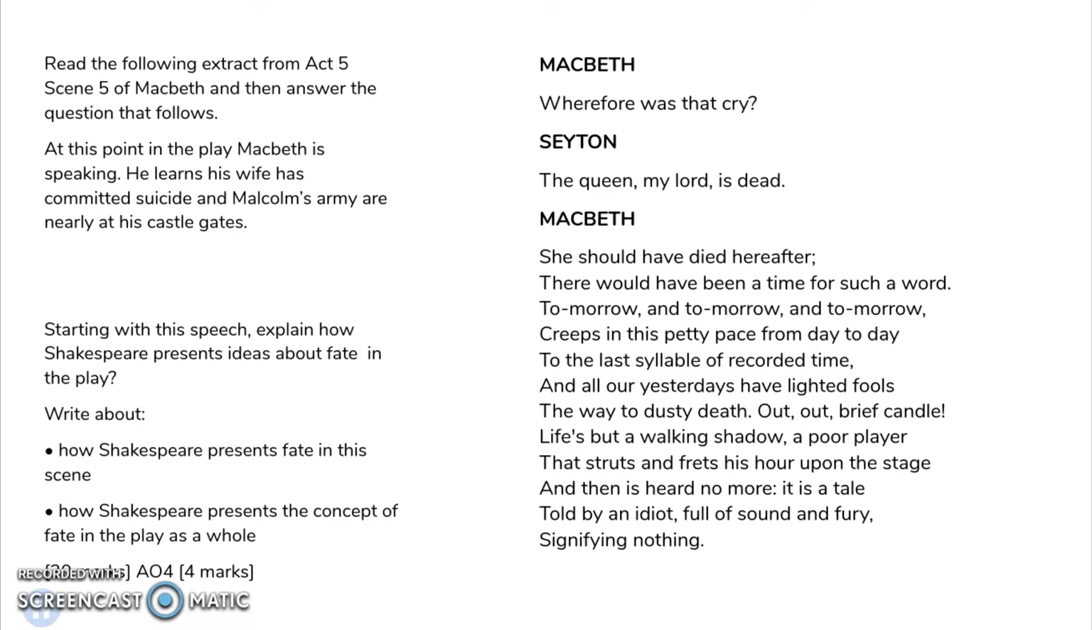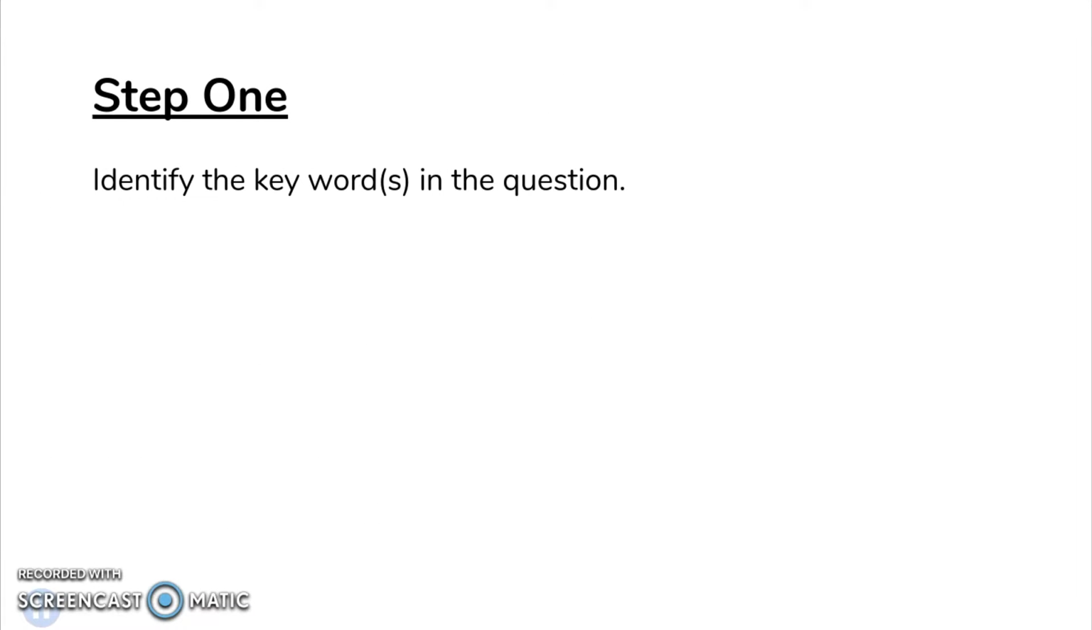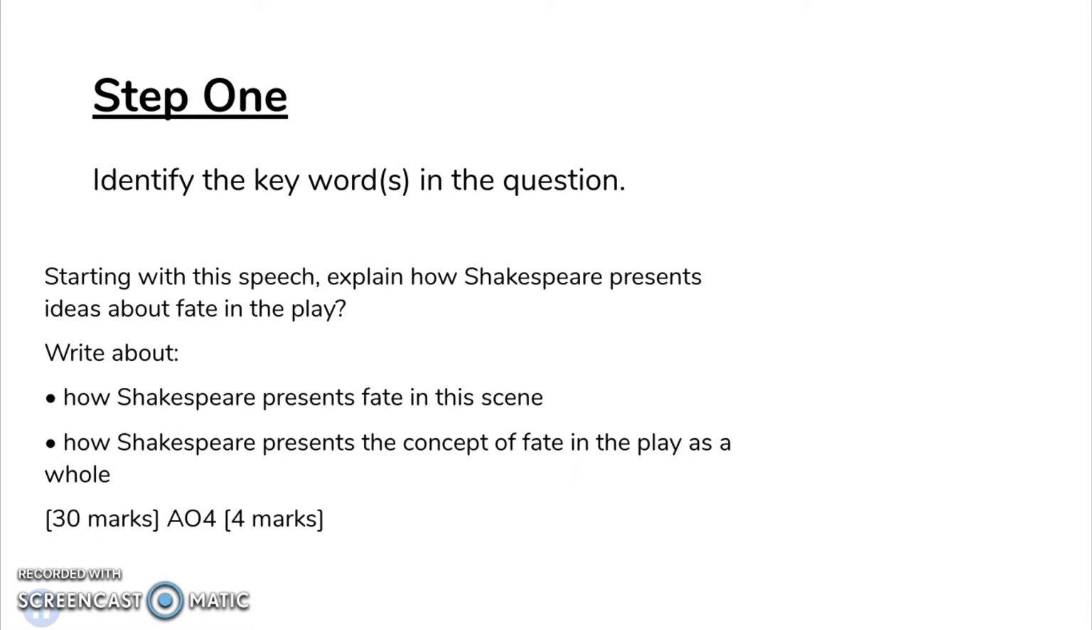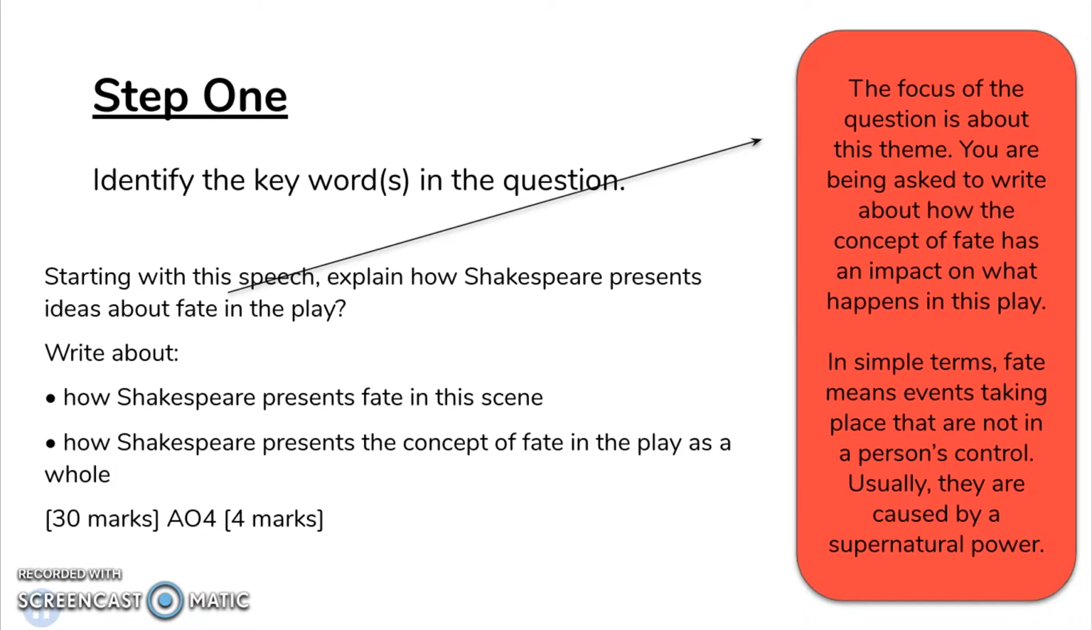Step 1 that we would always go for is identify the key word or words in the question. If we look at this one, what stands out straight away? Well, it's the fact that you are being asked about fate, okay? That is immediately the thing you would think, right, everything I know about fate from Macbeth should be coming to the top of my brain right now. So the focus is about this theme. You're being asked to write about how the concept of fate has an impact on what happens in this play.